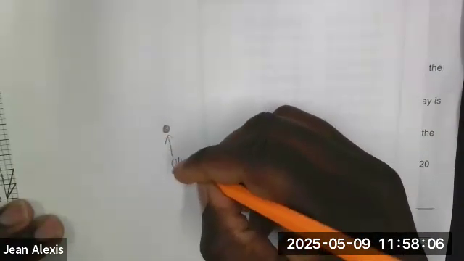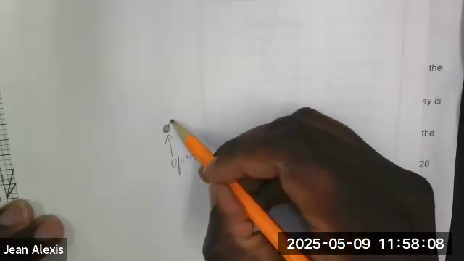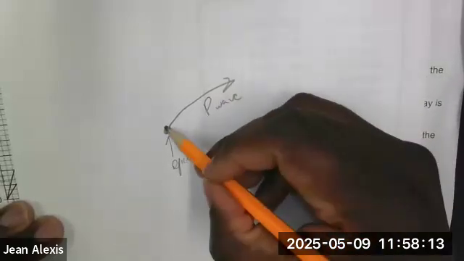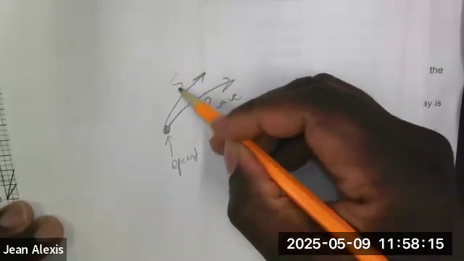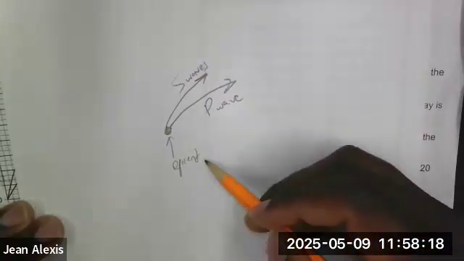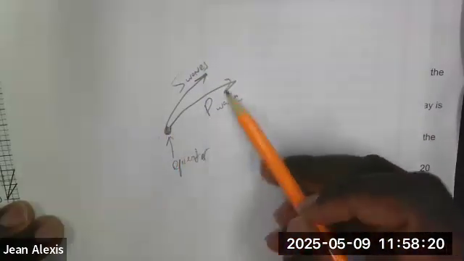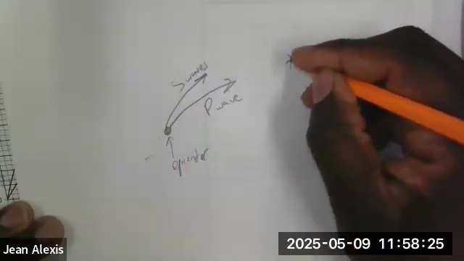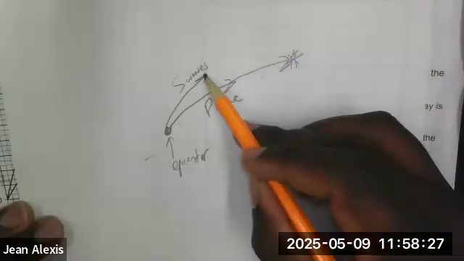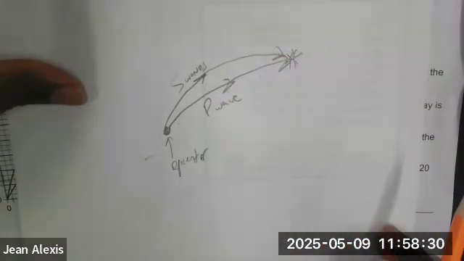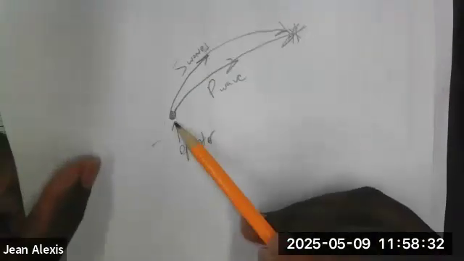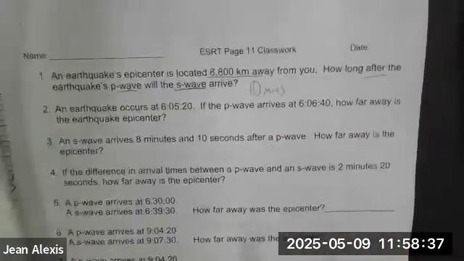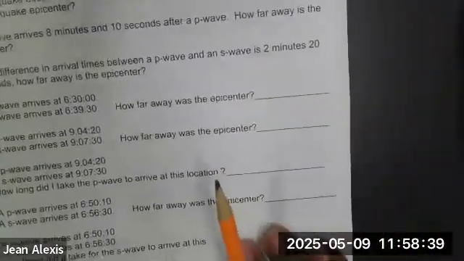We know that there are 2 waves that go out, a P wave and then an S wave, once an earthquake occurs. The P wave comes first at a location, and then the S wave comes after. So keep that in mind: the earthquake occurs, the P wave gets sent out, then the S wave.